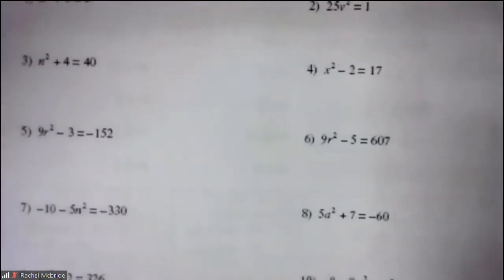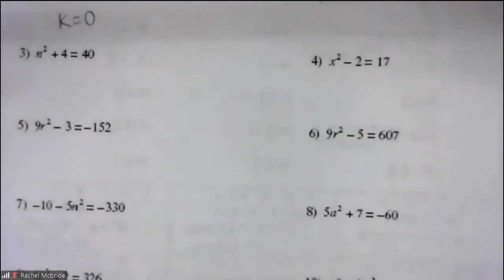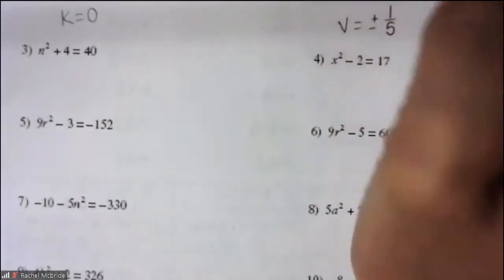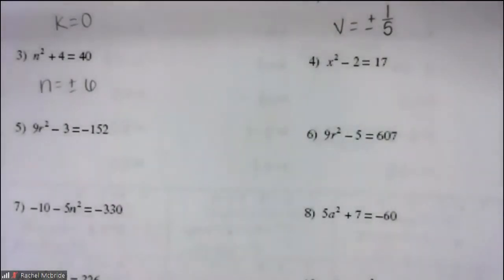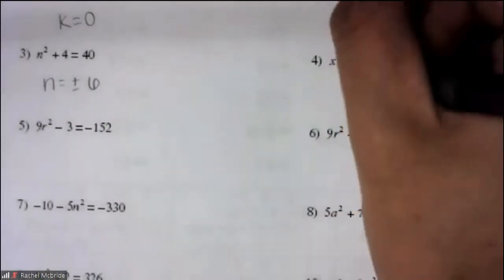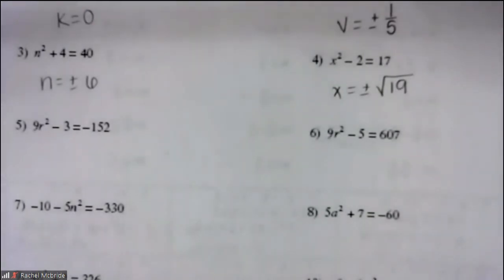So in number 1, your k was equal to 0. Number 2, v is equal to plus or minus 1/5 because 25 is a perfect square. Number 3, n is equal to plus or minus 6. Number 4, x is equal to plus or minus the square root of 19. Do not simplify, just leave it as the square root of 19.